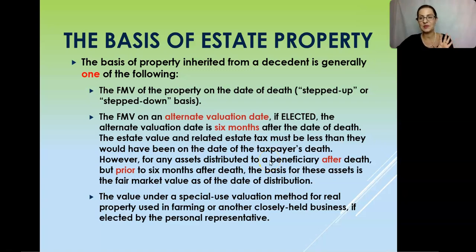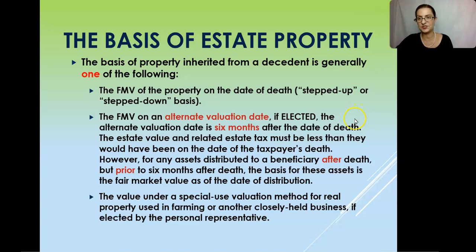Most of the time, when you have a person that passes away, their assets are just going to be valued at the fair market value of the property on the date of death. Most of the time, 99% of the time, let's say. But if you have a situation where a Form 706 is filed, the executor can choose an alternate valuation date, and then that would be the fair market value 6 months to the day after the date of death.